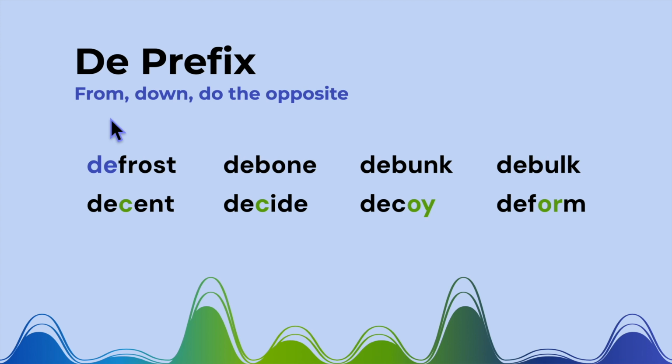The prefix de means from, down, or do the opposite. So to defrost something means to thaw it out. It is frozen and you want it to not be frozen. Debone, when you are deboning meat, you're taking it off the bone. Debunk, debulk. This C is going to say S because of the E. Decent, decide. C followed by an E, I, or Y uses the soft sound of S. OY says oi, decoy, or deform.